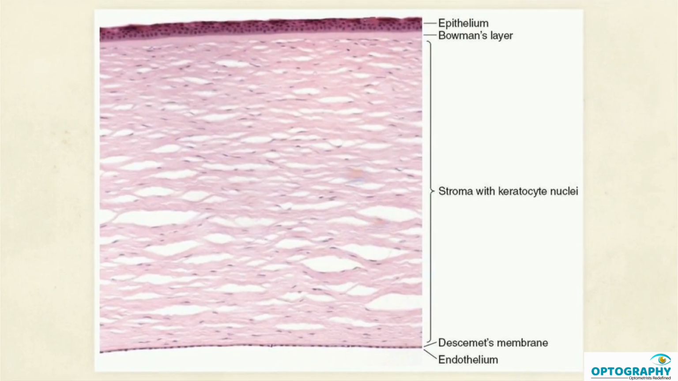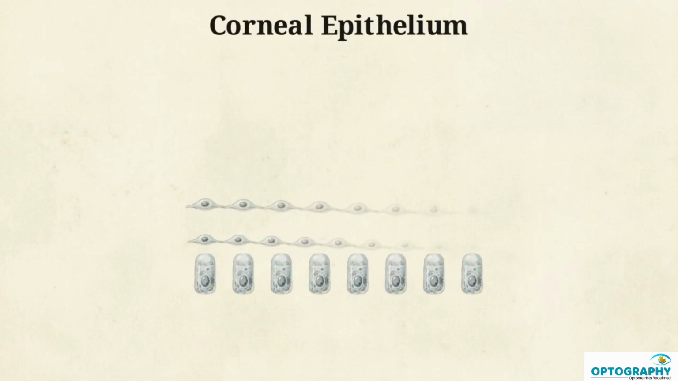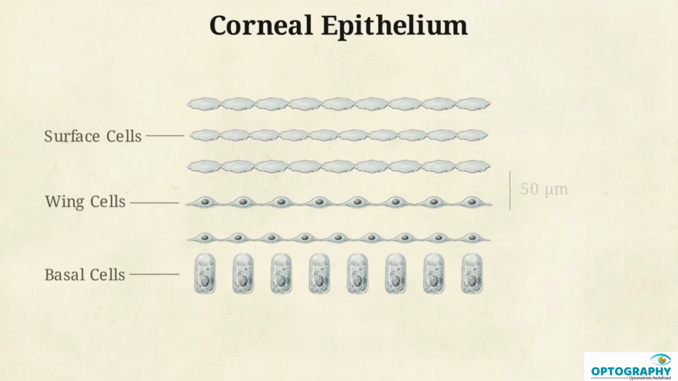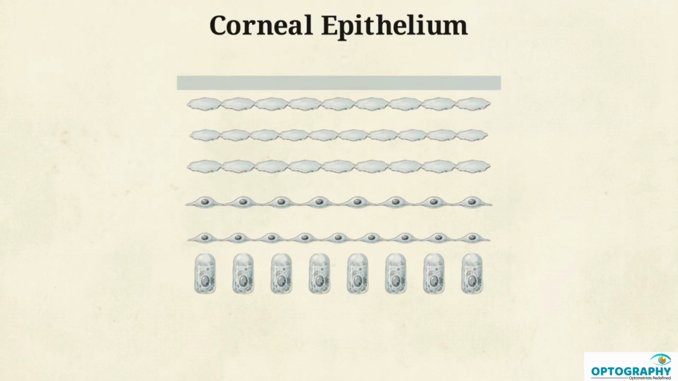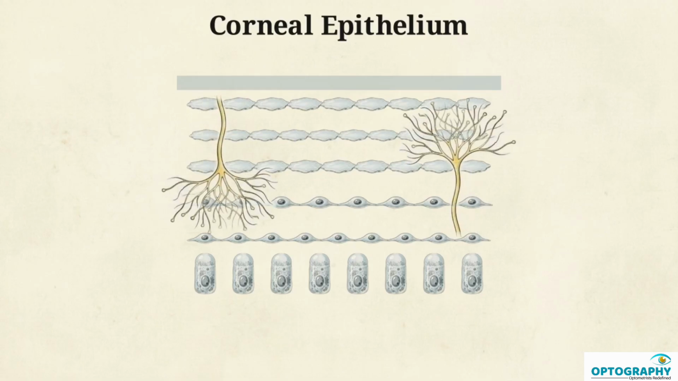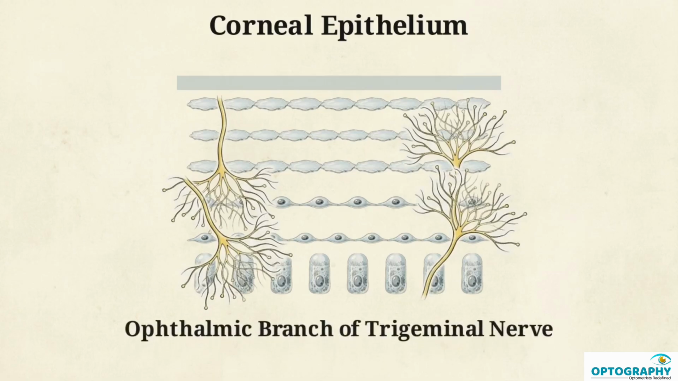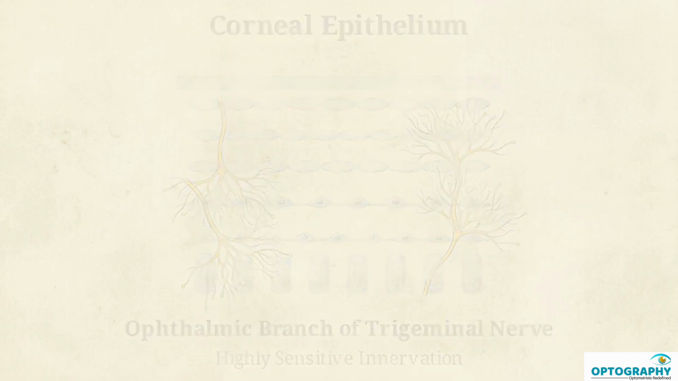While historically divided into 5 layers, modern histology confirms the cornea is composed of 6. Layer 1 is the non-keratinized stratified squamous epithelium. It's roughly 50 micrometers thick, built from 5 to 7 tightly packed cellular layers, including basal, wing, and surface cells. Interfacing directly with the precorneal tear film, it creates a perfectly smooth optical surface renewed with every blink. The epithelium is also heavily innervated. It receives its nerve supply from the ophthalmic branch of the trigeminal nerve, making it one of the most sensitive tissues in the human body.